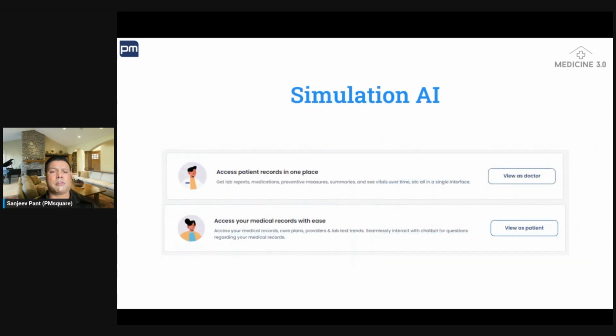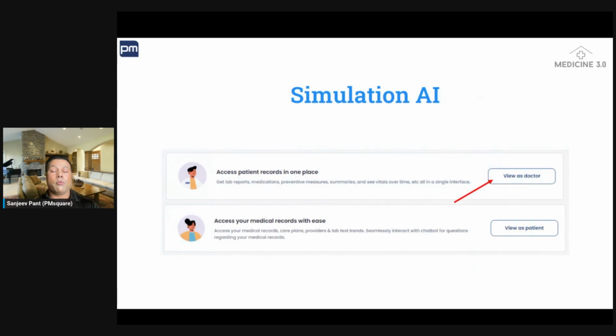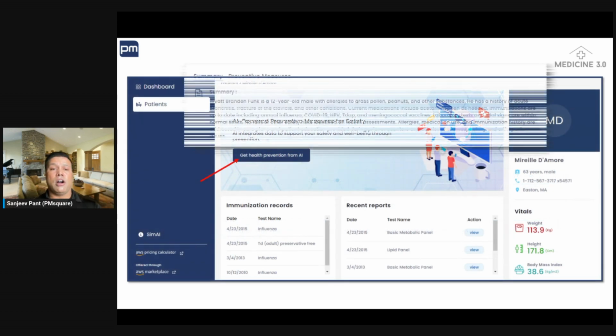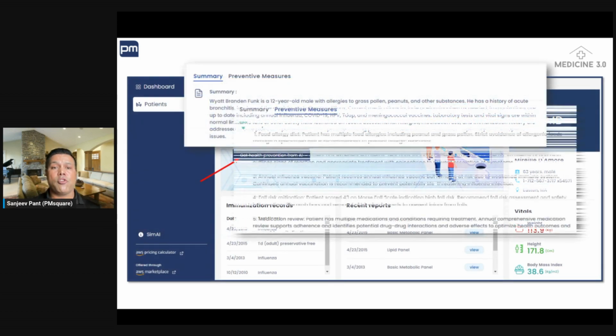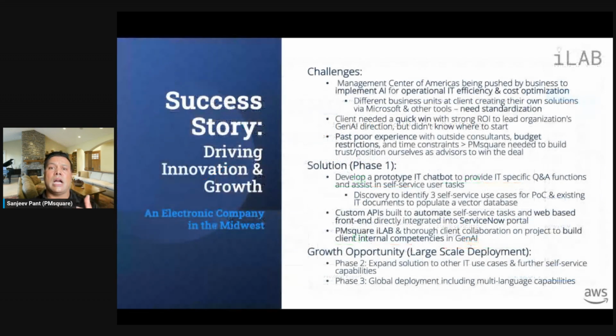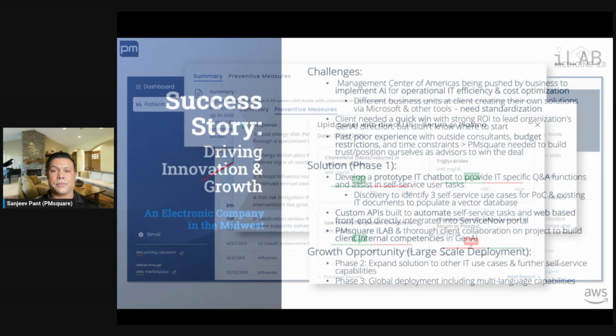And I'll show you a couple of screens around it that show two personas, one for the doctor and the other one for the patient, right? And then here's a high-level view of getting a health prevention form from AI, and it goes back into our generative AI that is running on Amazon Bedrock, and pulls the relevant data that the medical providers would need to make a recommendation.